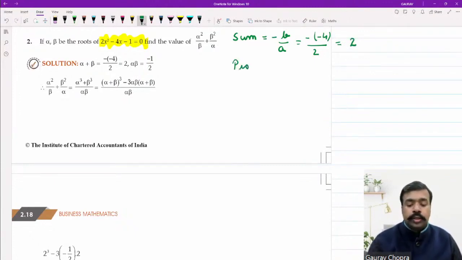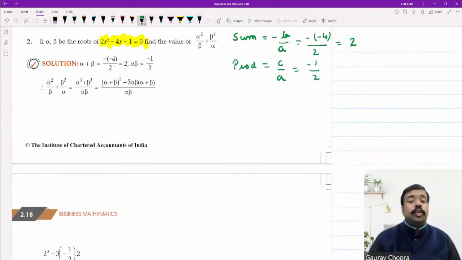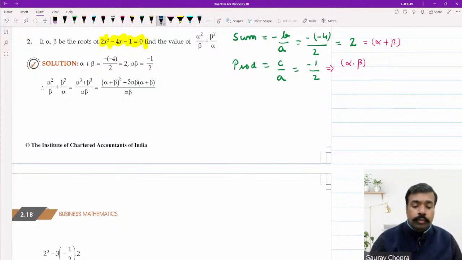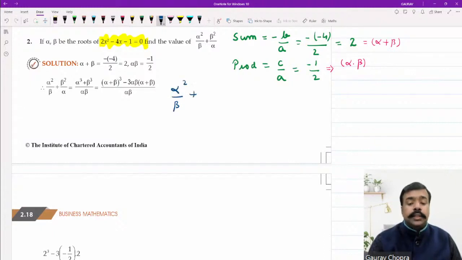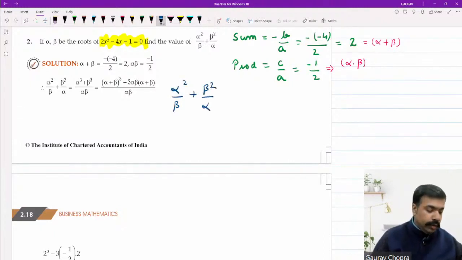And what about the product? So product will be the constant upon a. Constant is minus 1, a is 2. So minus 1 by 2 becomes the product. So we can say that 2 means alpha plus beta and minus half means alpha multiplied by beta. Okay, so these are the sum and product. Now let us see what we have to calculate, and we have to start from that. So we require alpha square by beta plus beta square upon alpha.